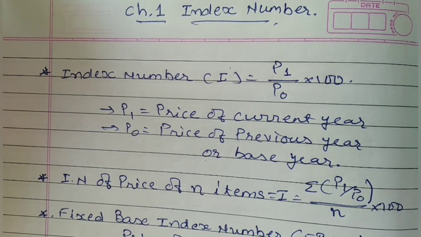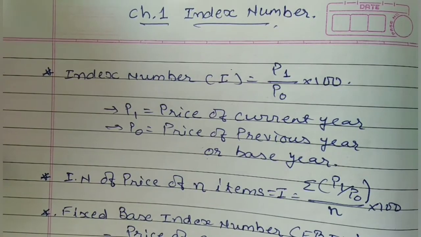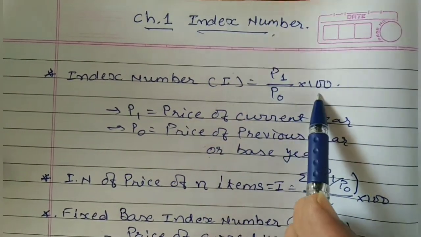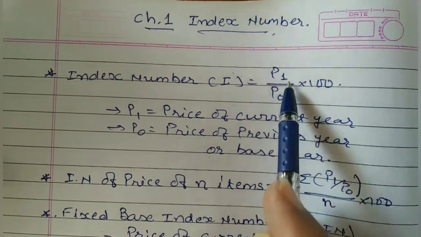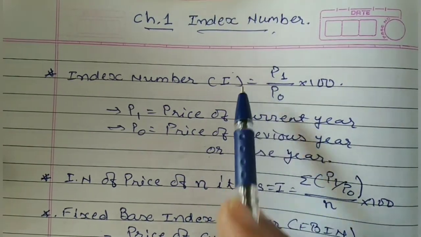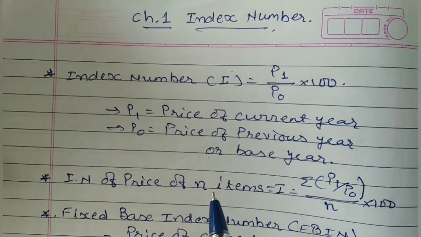We have different formulas to find out index number. First formula: index number is denoted by I. I is equal to P1 upon P0 into 100. P1 means what? Price of current year. And P0 means what? Price of previous year, for which you require the comparison.